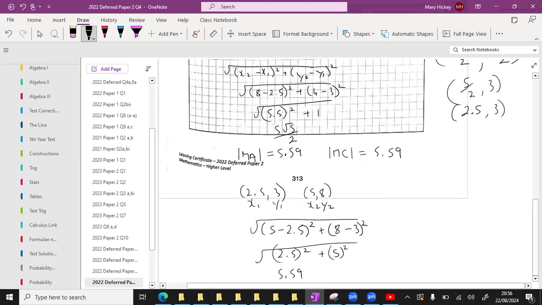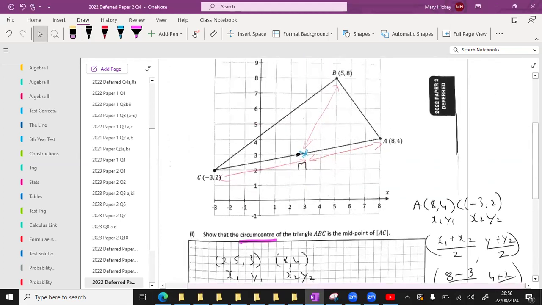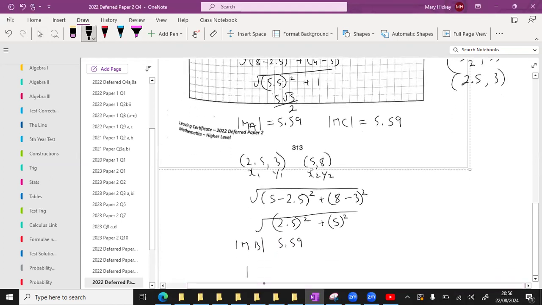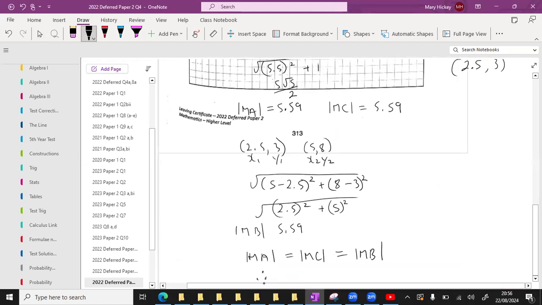5.59. Now, because they are all the same, so that's B. It was B, wasn't it? It was. So MB. So what I've now found is that the distance from M to A equals the distance from M to C equals the distance from M to B. Therefore, it is the circumcenter. Okay, that's it.